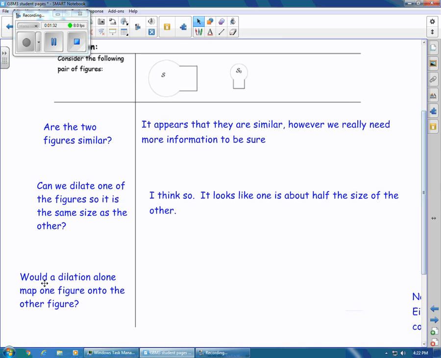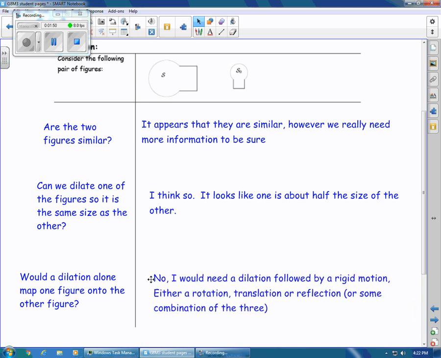But I do know, it says, would the dilation alone map one figure onto the other figure? So if I grew this figure from where it is, it would just be larger, but it'd still be over here, and it would be kind of upright, whereas this one's laying on its side. So no, a dilation alone isn't going to work. I would need a dilation followed by a rigid motion. That's from last module, either a rotation, a translation, or reflection, or some combination of the three. So if you thought we were done with rigid motions, we're not. They're back. So let's go on with the lesson and see how we're going to do this.